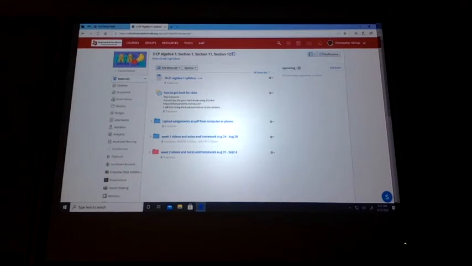TI calculators are great, but you always have to have y equals. Okay? With Desmos, you can put it in whatever form and it'll graph it, so that's pretty cool.